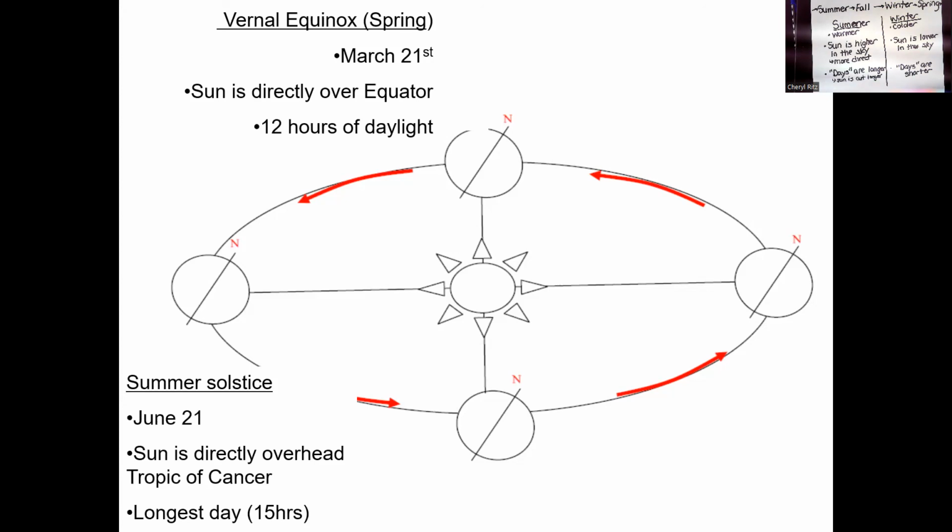The summer solstice. Notice it's not called the equinox anymore because nothing's equal. This happens on June 21st. The sun is going to be directly overhead at the Tropic of Cancer. And this is our longest day. In New York State, we get about 15 hours of daylight. Remember, this is only summer for us in the Northern Hemisphere. It's actually winter in the Southern Hemisphere.